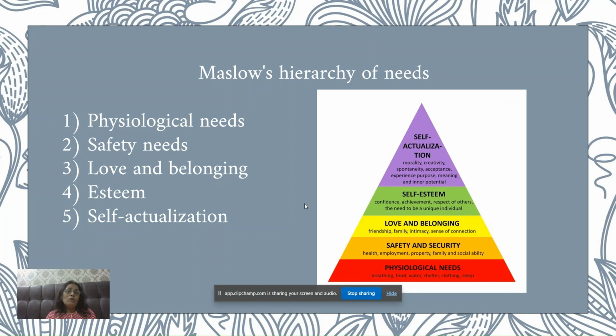Of course, for getting love, for belongingness, to have sympathy, all these things, people also work or behave or act in a particular manner. They are self motivated. Then there is self esteem. You have confidence, achievement, respect for others, the need to be a unique individual. This is also one of the motivational aspects which can motivate a person to live better. Then you have self actualization, which is morality, creativity, spontaneity, acceptance, experience, purpose, meaning, and inner potentials. So basically, Maslow's hierarchy of needs is divided into five steps. The first being the physiological needs, the basic needs, followed by safety needs, love and belonging, esteem, and self actualization.